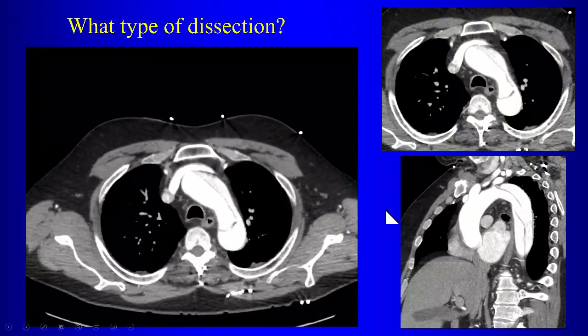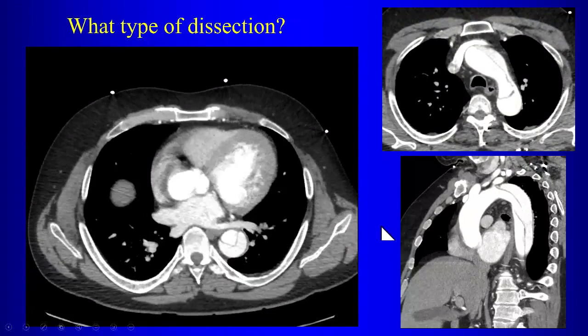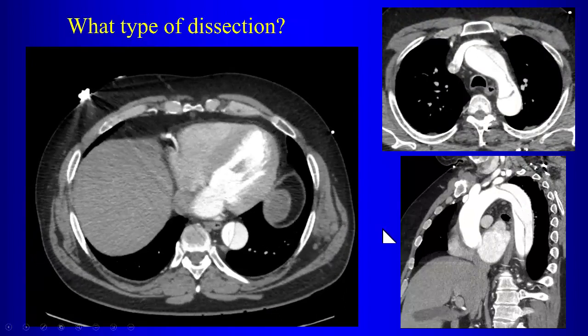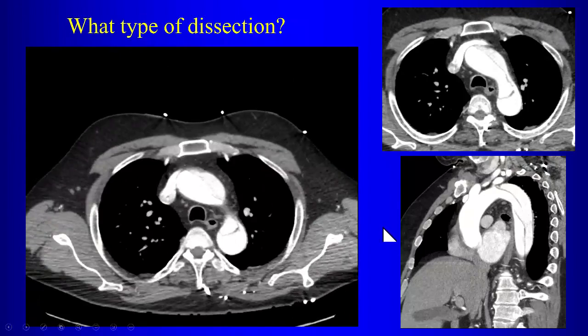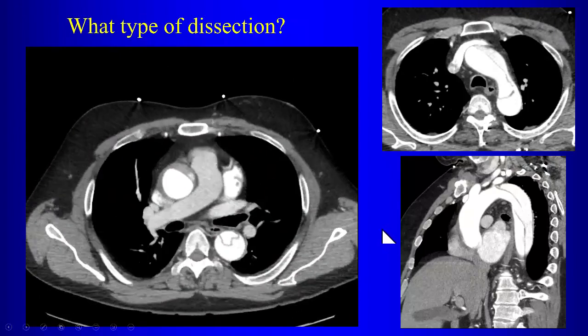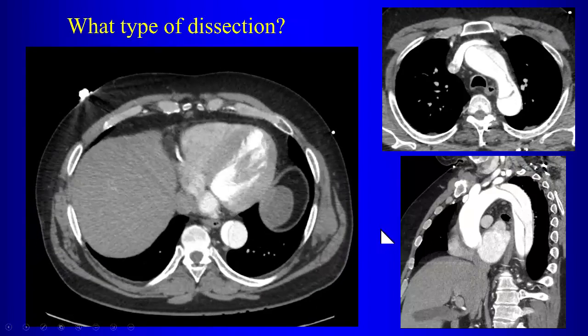Okay, so what about this case? What kind of dissection is this? How would we classify this? Is this type A or type B? Type A. So why do we think it's type A? It involves the ascending aorta.